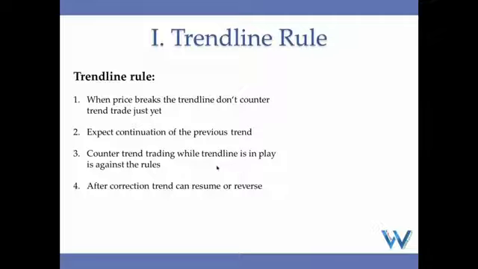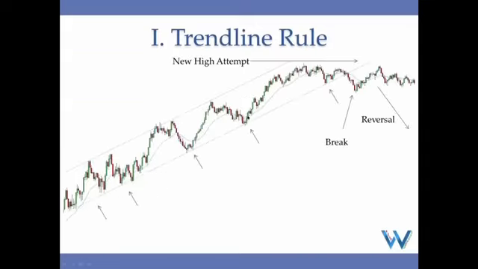Counter trend trading while the trend line is in play is against the price action rules, and most of the time you will get burned. After correction, the trend can resume or reverse, meaning after there's a break of a channel, a new extreme forms, and there's a correction phase. If the bias is strong enough, there can be a larger pattern and the trend may resume, or after that correction, the new trend may start in the opposite direction. The trend may reverse. We have a nicely fitting uptrend working higher, with multiple confirmations indicating to me that this channel is valid. So I'm following the trend line rule.